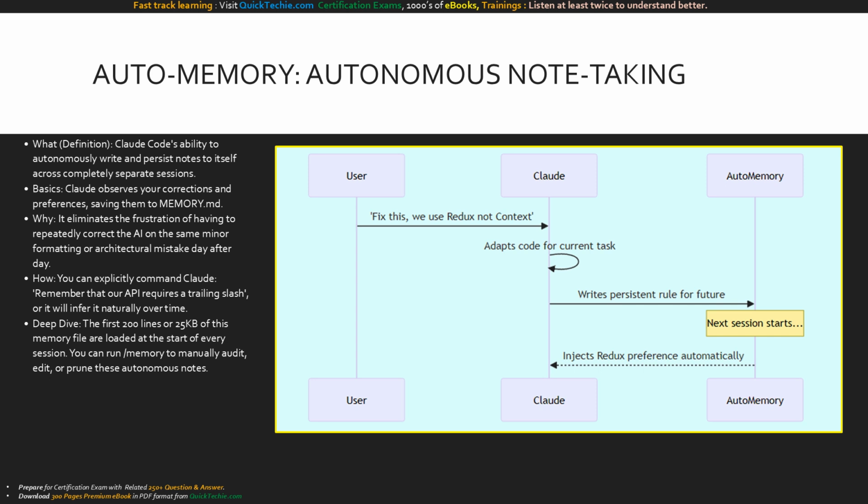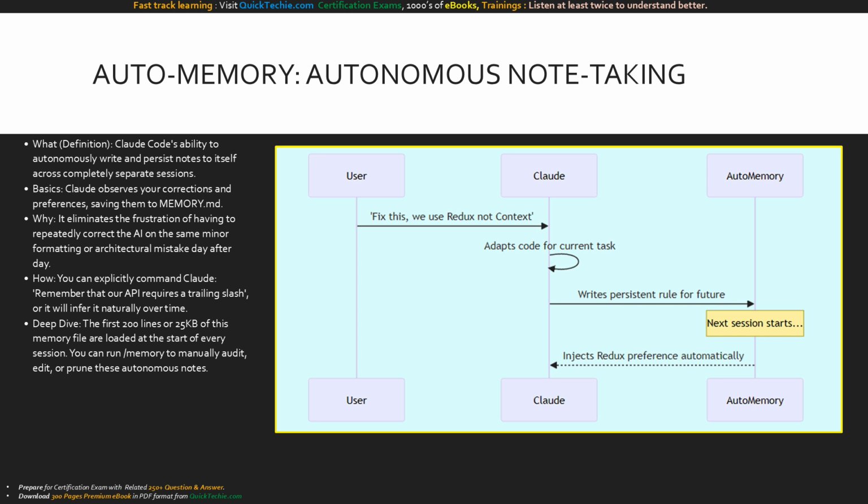How does it happen? You can explicitly say, remember to always use a trailing slash on our API, or Claude will simply learn it organically. In our deep dive, it's vital to know that the first 25 kilobytes of this memory file are loaded at startup. You are always in control. Just type /memory in your terminal to audit, prune, or expand on the notes Claude has written about you.